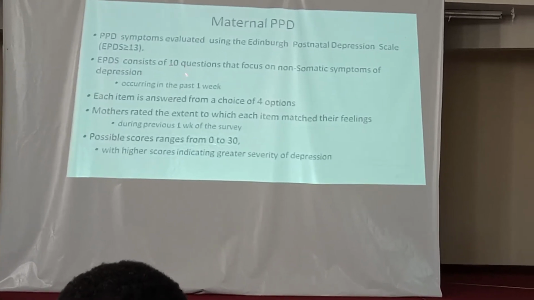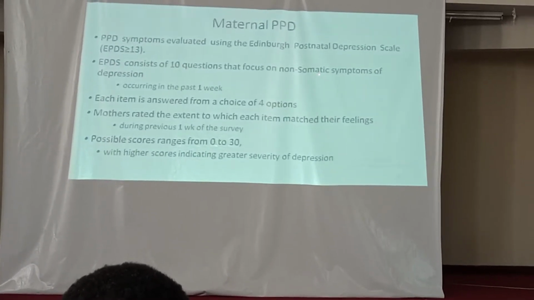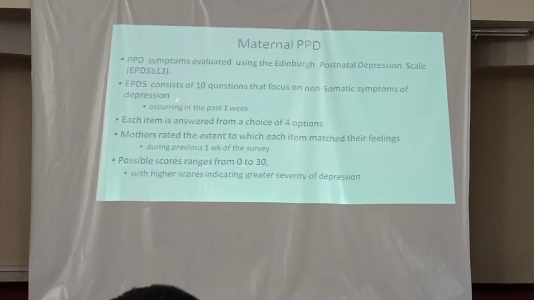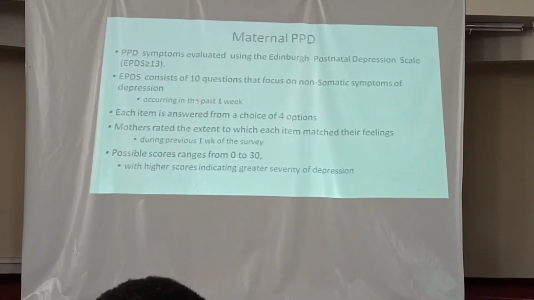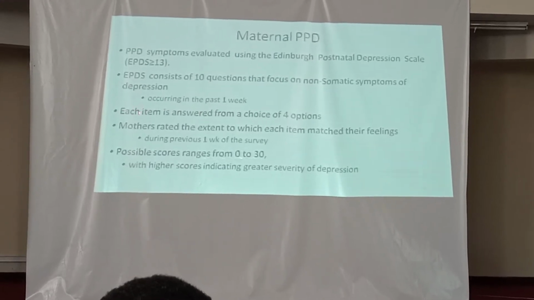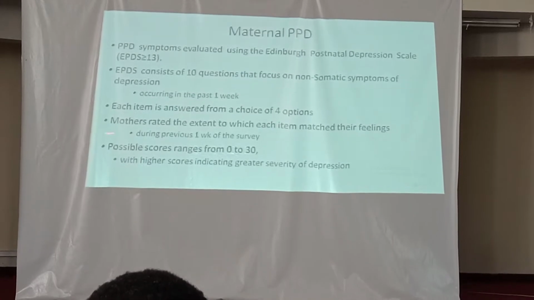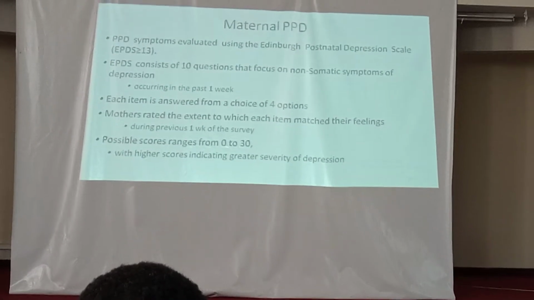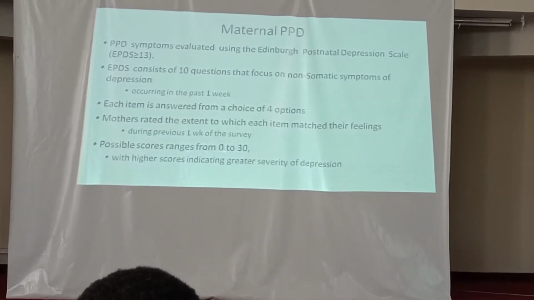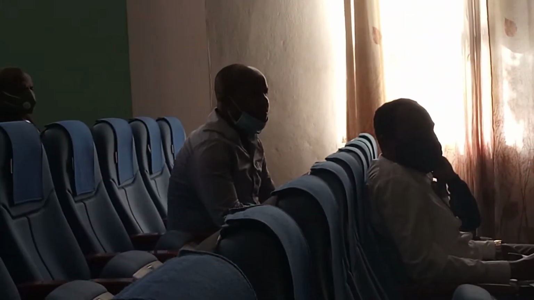The EPDS consists of 10 questions that focus on non-somatic symptoms of depression occurring in the past 1 week of the survey. Each item is answered from a choice of 4 options. Mothers rated the extent to which each item matched their feelings during the previous 1 week of the survey. The possible scores range from 0 to 30, with higher scores indicating greater severity of maternal depression.